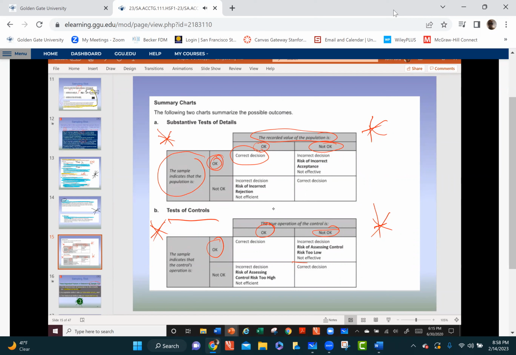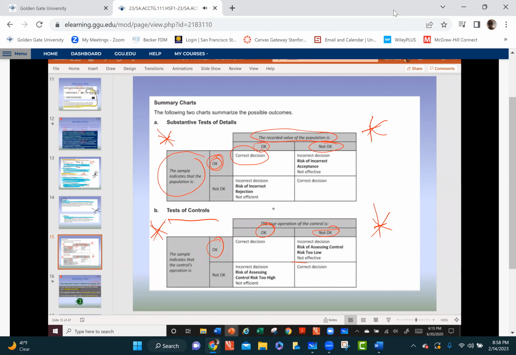Okay, good. So again, this table. The sample indicates that the population is okay, and it is okay. God tells us, yes, my children, the population really was okay. That's a correct decision. Sample indicates the population is okay when the true condition of the population is that it's not okay. And I'm down in table B here now for controls. Now we have suffered the risk of assessing control risk too low. Our audit is not going to be effective. Now, sample indicates that the population is not okay. It's really not okay. That's a correct decision.